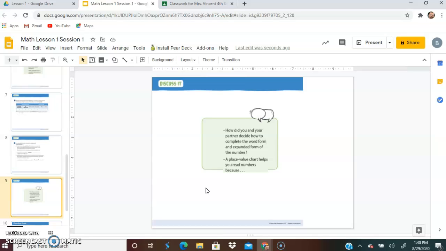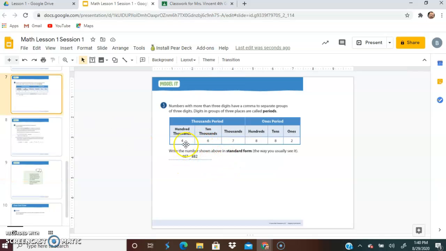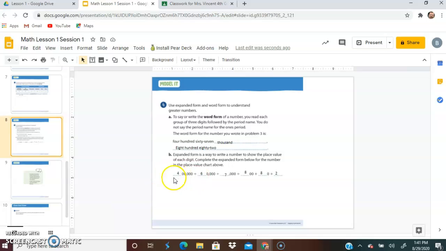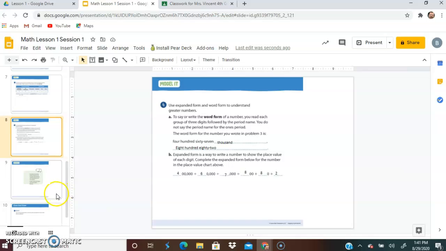Okay, so a place value chart is going to help us read those numbers because if you take a look, we have 4 hundred thousands, we have 6 ten thousands, 7 thousands. So connect our thinking from the place value chart that we already know to now thinking about expanded form. I'm just going to use digits. 400,000, 60,000, 7,000, 800, 80, 2. They connect. There's a relationship here between the place value chart and expanded form.